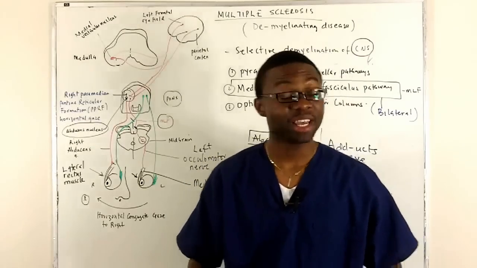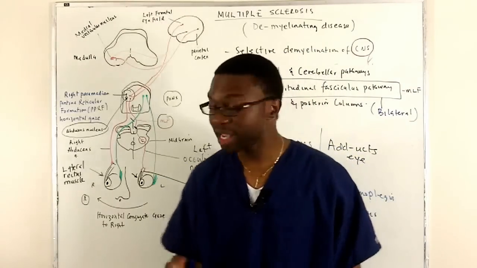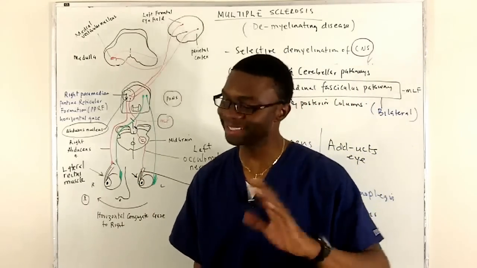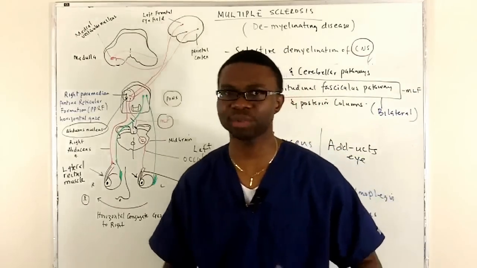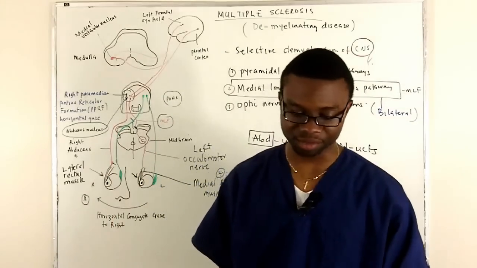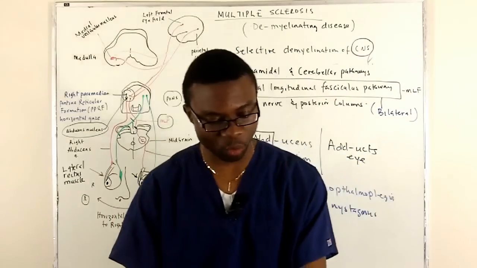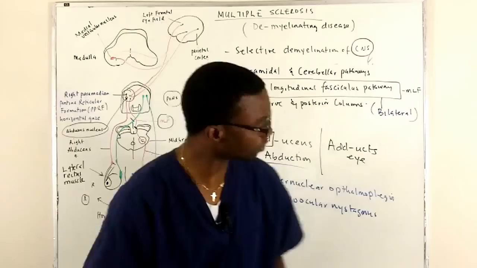Just one warning. If a patient does have just one unilateral lesion in just one of the MLF, it's an infarction. It is not multiple sclerosis. It's basically an infarction. It could be ischemia in the brain. It has to be bilateral. Now that explains what INO means when the patient has multiple sclerosis.